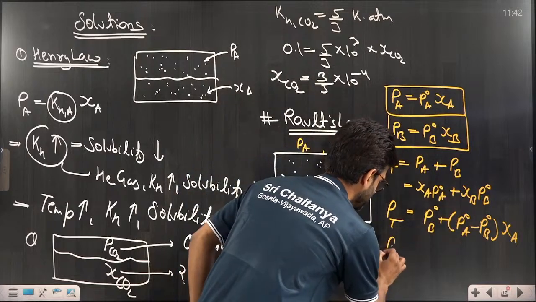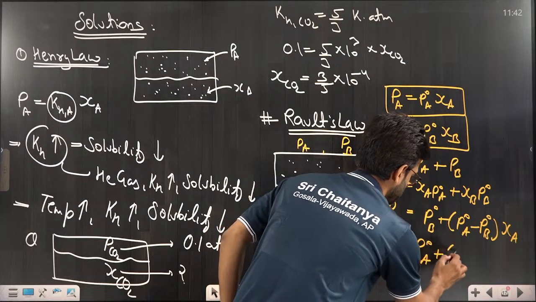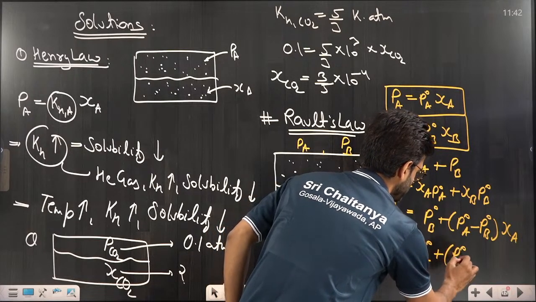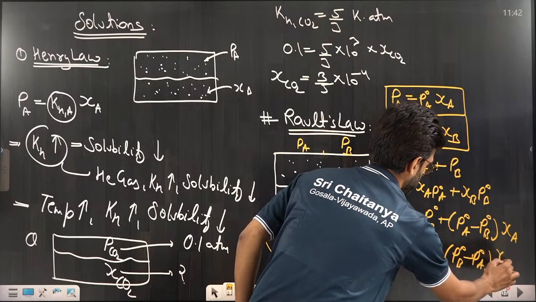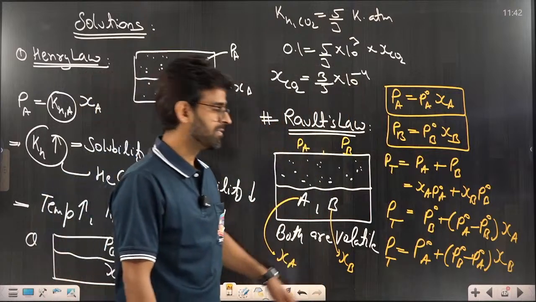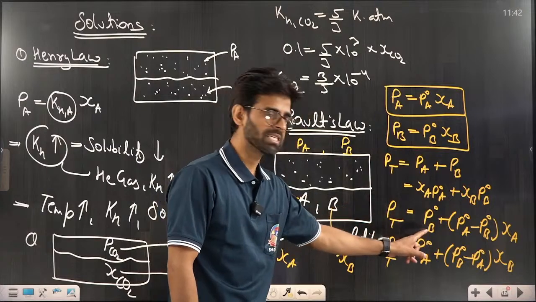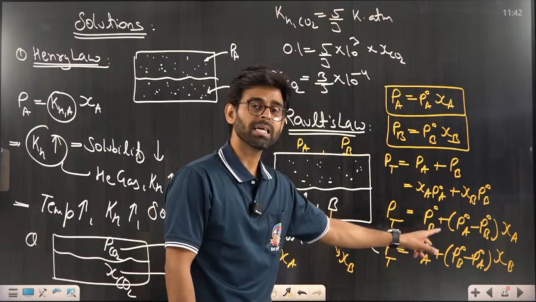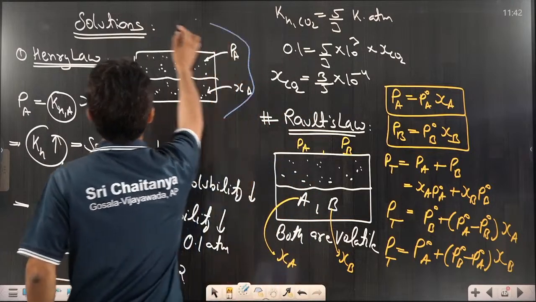Similarly, I can say PT is P naught A plus (P naught B minus P naught A) into XB. So if they give you this type of question, relate this with the given data to get P naught B and P naught A, and the difference of the two.